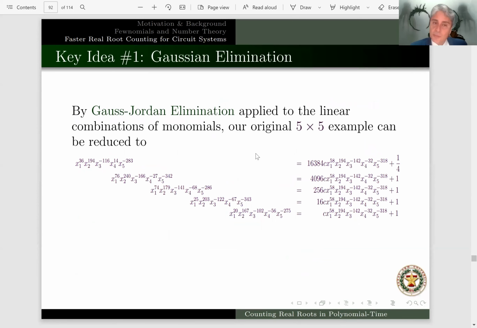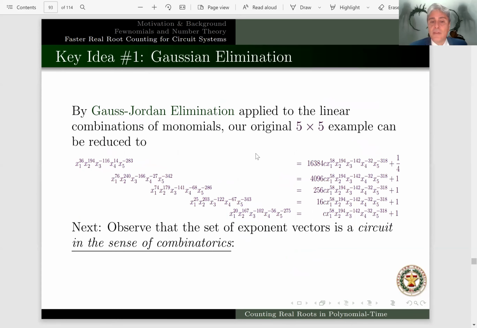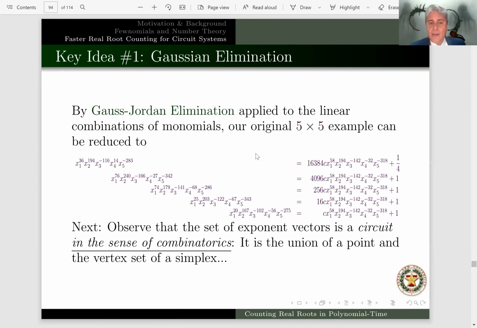I could talk about that offline. Okay, so the key idea behind the proof: you use Gaussian elimination on the monomials to get the system into a much nicer form, basically monomial equals sum of two monomials, repeatedly. And then you make use of a circuit relation. What do I mean by that? Well, when you have a set of points which is the set of vertices of a simplex plus an extra point, that's called a circuit. And then if you look at the affine relations, linear combinations that get you zero, that's called a circuit relation.